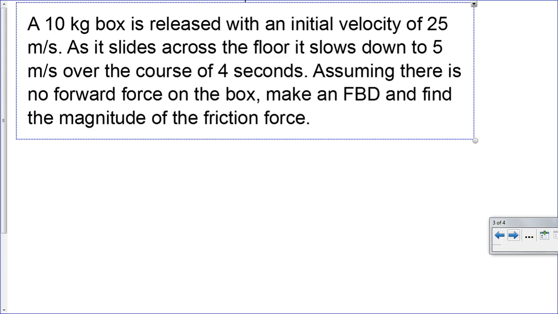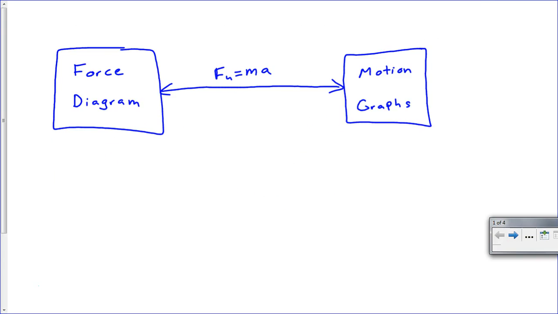And so what we're going to do if we're looking at this process here is it's giving us motion stuff here. Then we're going to use that motion stuff and get it to take us over to F net equals ma. We find the acceleration. The whole point here is to find the acceleration so we can plug it into F net equals ma. And then once we use F net equals ma, we can go to the force diagram stuff. So we start with motion graphs, and then we go to F net equals ma, and then we go to the force diagram.